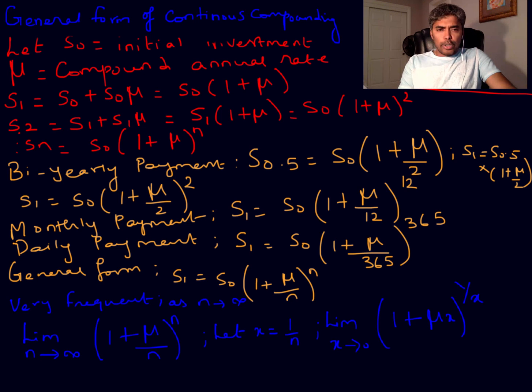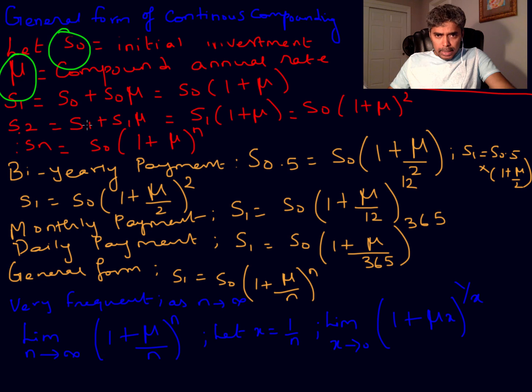Hello everyone. I'm going to show the general form of continuous compound interest in this video. Let S0 be the initial investment and the compound annual rate of this initial investment be mu. So let us say in the first duration after the first year, the return of the investment is going to be S0, the initial investment, plus S0 times the compound annual rate. So if we take the general S0 outside, it will be S0 times 1 plus mu.